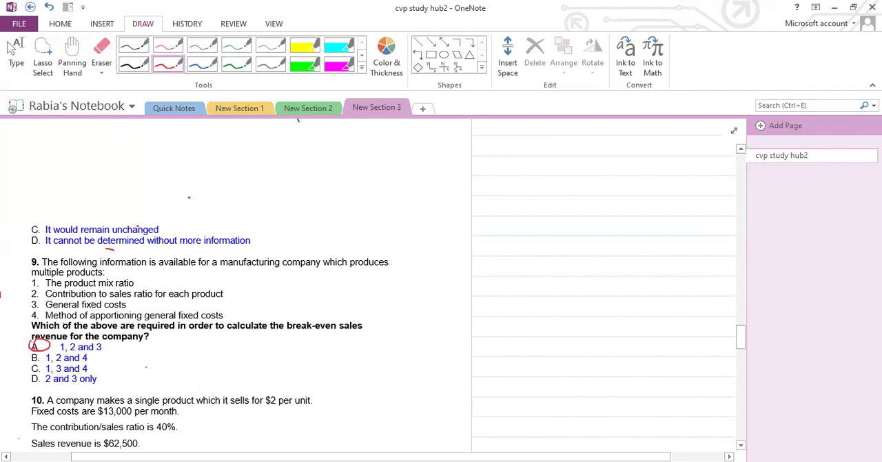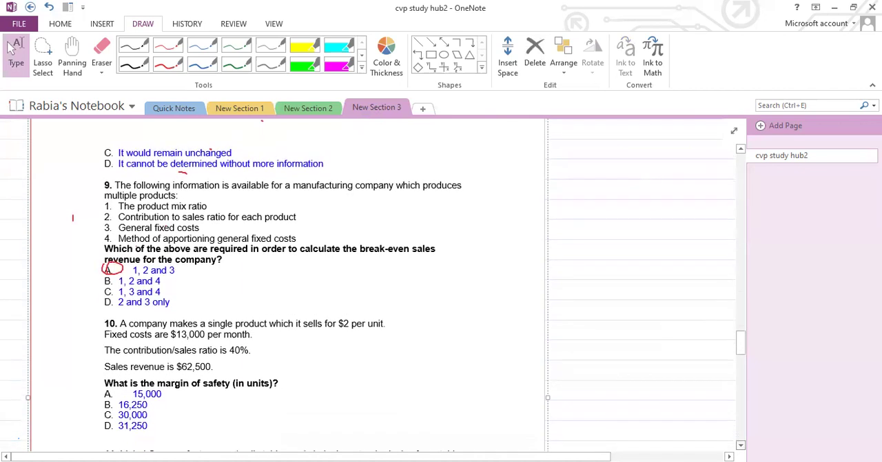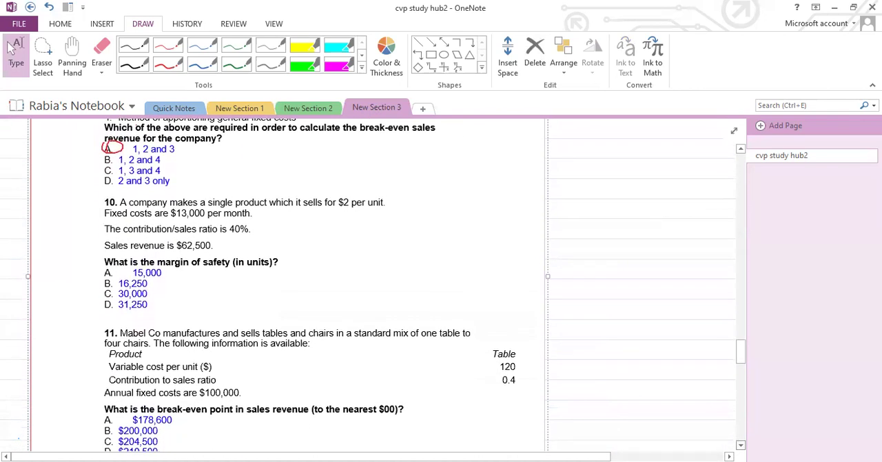Okay. Now, question number 10. A company makes a single product which it sells for 2 per unit. Fixed cost is 13,000 per month. The contribution to sales ratio is 40%. Sales revenue is 62,500. What is the margin of safety in terms of units? You have to calculate the margin of safety.